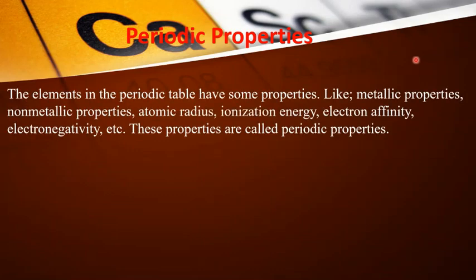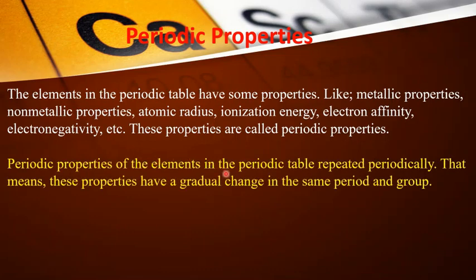Now look, the elements in the periodic table have some properties like metallic properties, non-metallic properties, atomic radius, ionization energy, electron affinity, electronegativity, etc. And these properties are called periodic properties. Today, in this class, we will learn some of these periodic properties. Periodic properties of the elements in the periodic table repeat periodically. Repeated periodically means these properties have a gradual change in the same period and group.